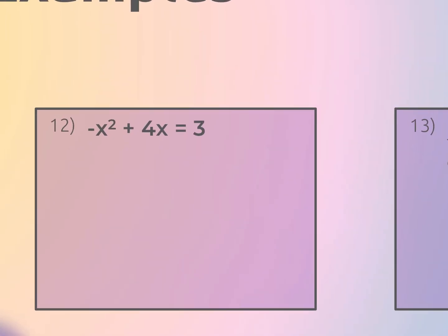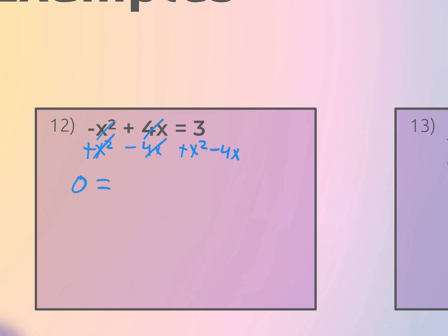So number 12, we have negative x squared plus 4x equals 3. Again, the first thing you always want to do is get everything to one side of the equation. Now, I don't like the x squared being negative. So typically I move things from the right to the left, but this time I'll move things from the left to the right. So we can add x squared on both sides, and we can subtract 4x. Then everything on the left cancels out and becomes 0.